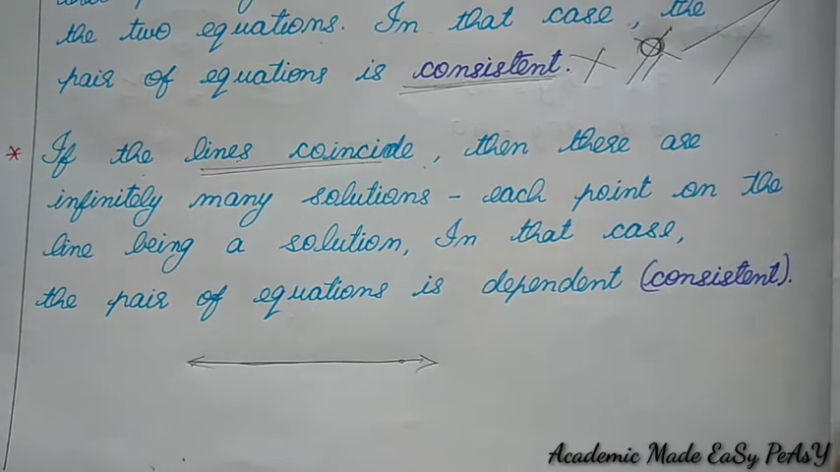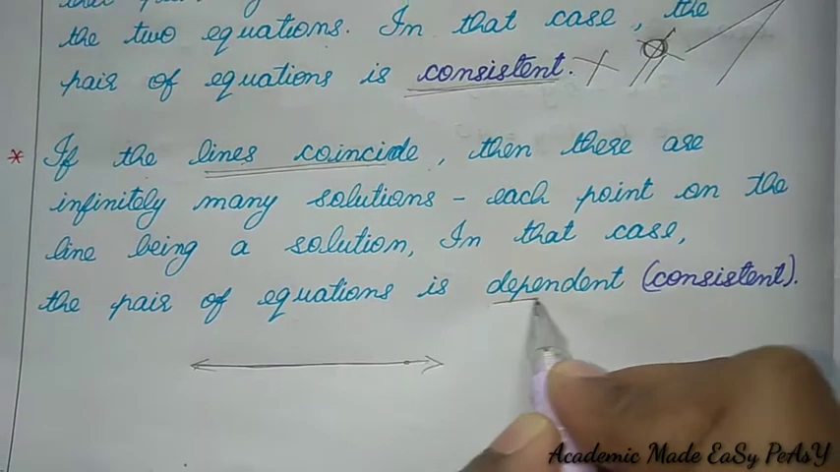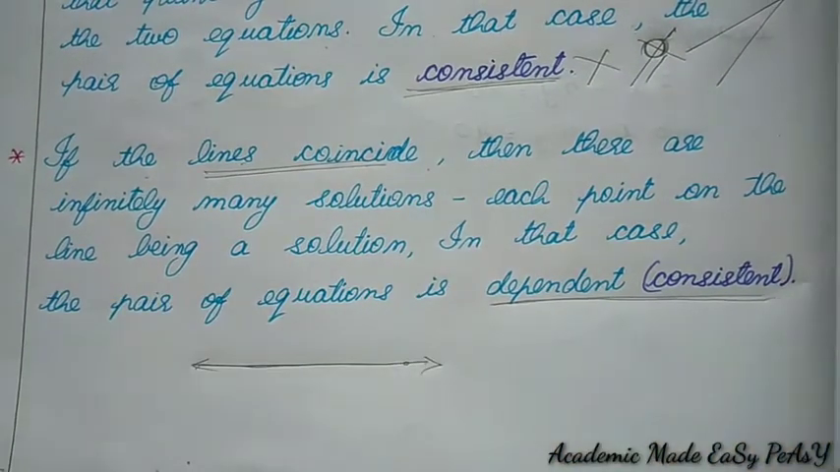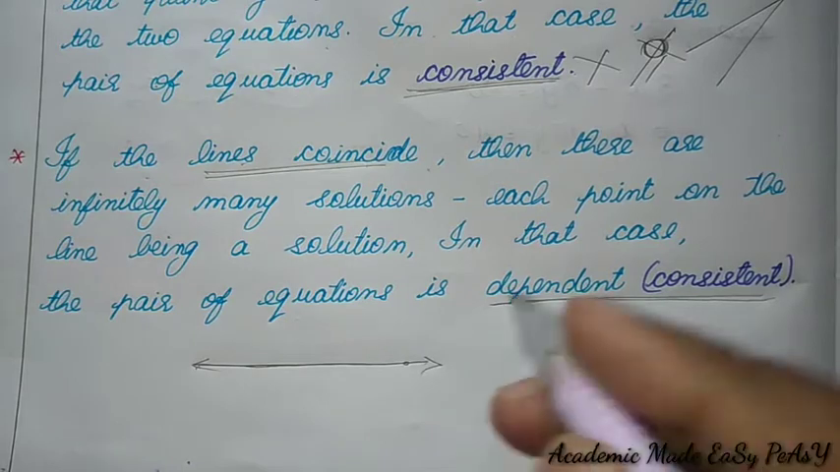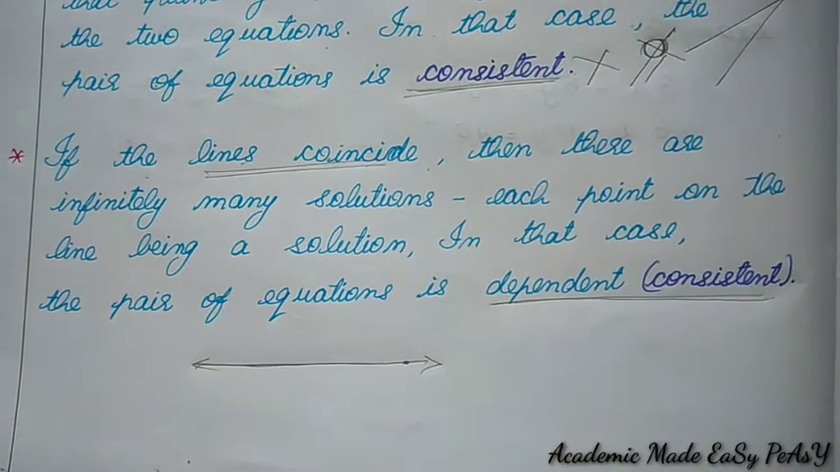So therefore we will say that it is dependent and consistent. So it will have infinitely many solutions. Dependent means what? It depends on the points through which it is passing.